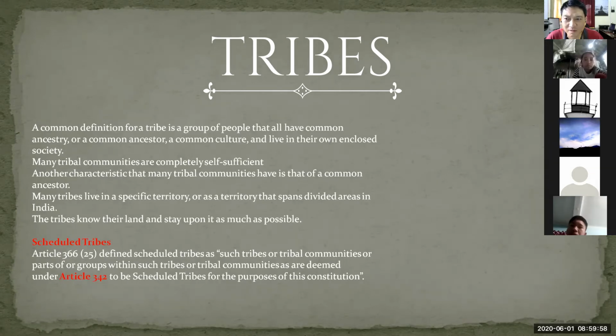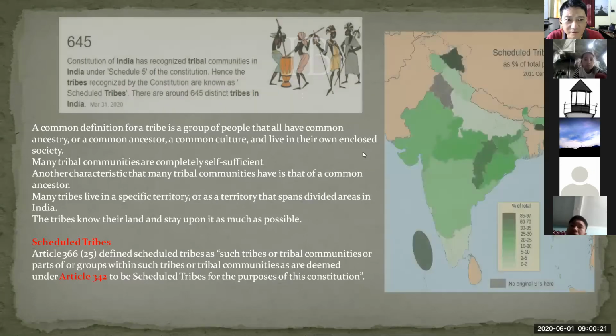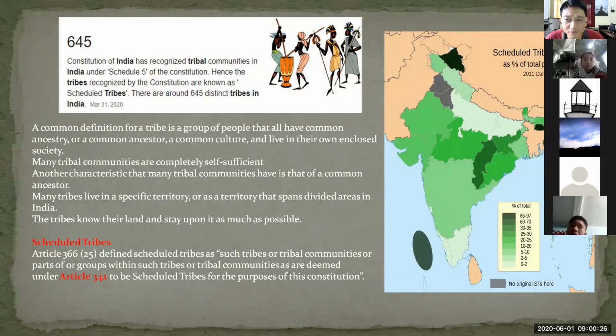For example, our land. Now, in the context of India, we are identified as scheduled tribes or ST. That simply means that we are recognized in the constitution, and you will find it clearly there in article 366(25) and article 342. We are put in the Fifth Schedule of the constitution. As of now, there are about 645 tribes in India.